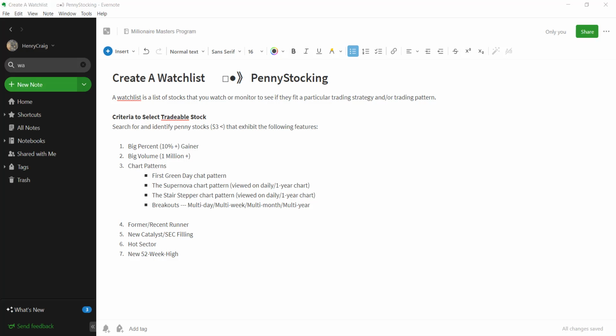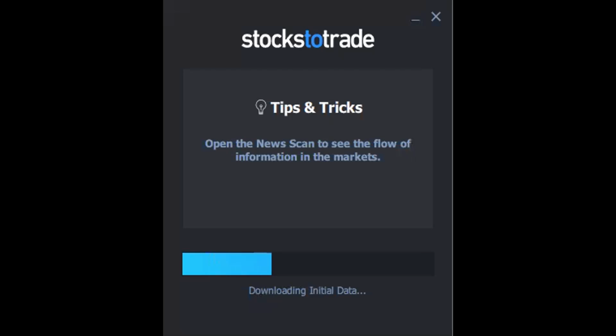Let's pull up Stocks to Trade platform. All right, and we are in Stocks to Trade platform, and we're at the Screener tab, and I'm gonna pull up the previous day's data, and I'm going to my screener.